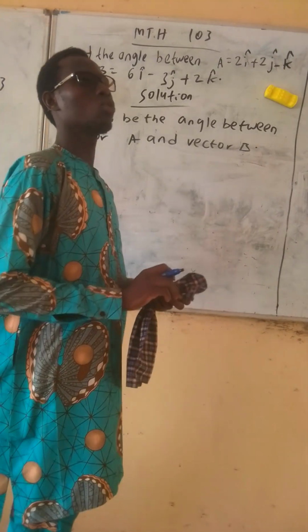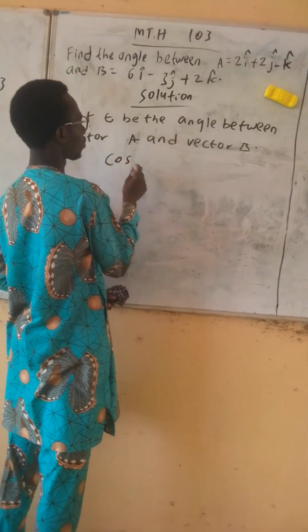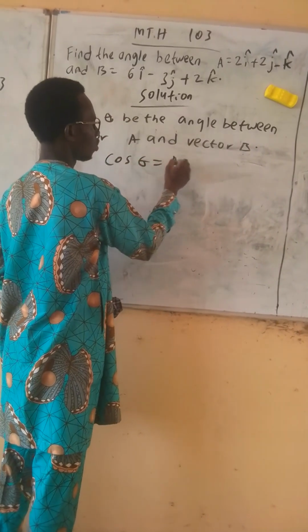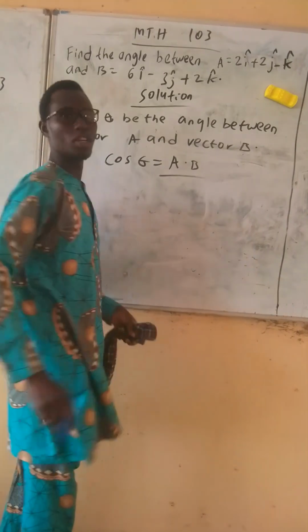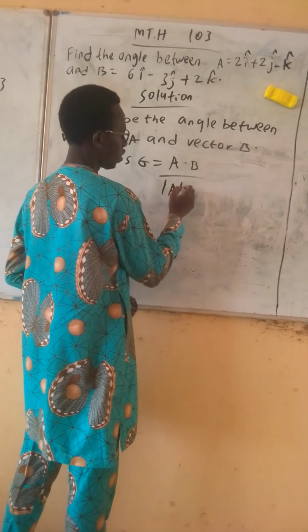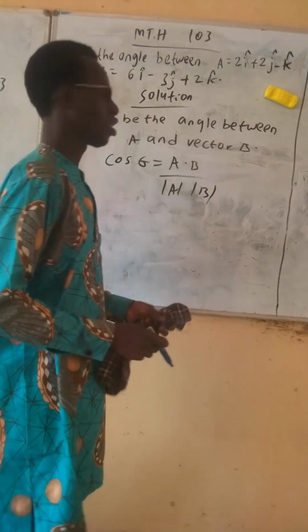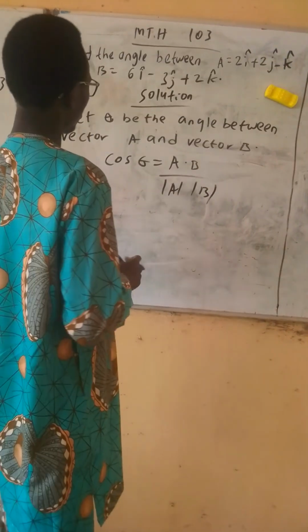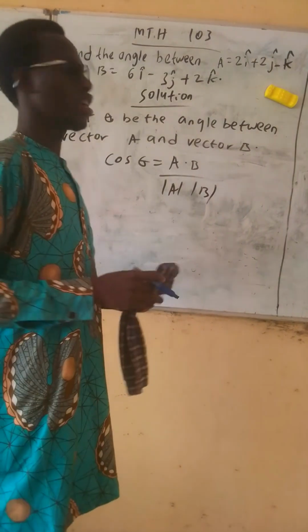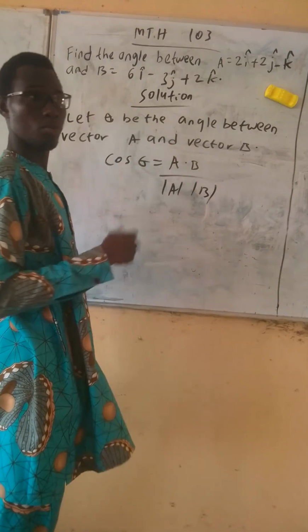And the formula is cos theta equals the dot product of vector A and vector B, all over the modulus of vector A and the modulus of vector B. So this is the formula to use. So let's apply the formula to find the angle between vector A and vector B. Let's start with the dot product.